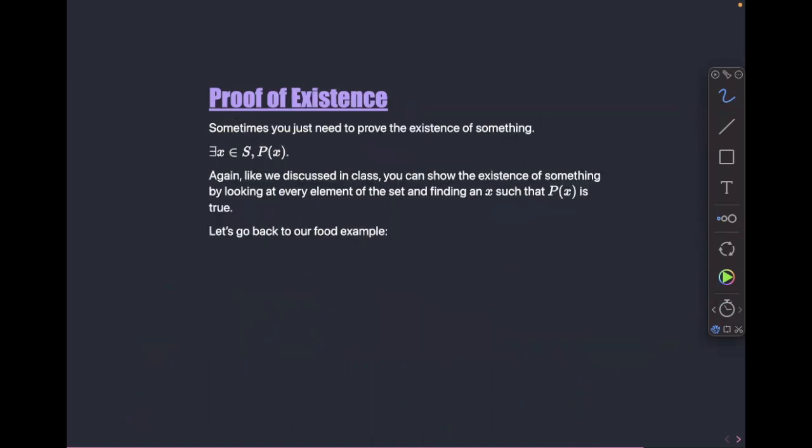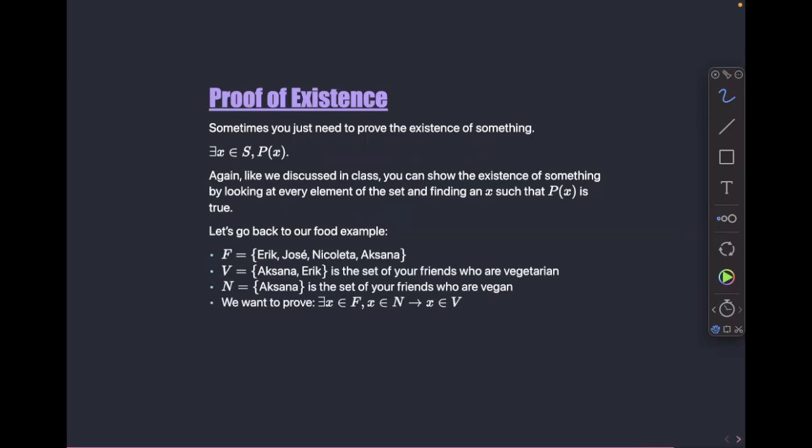And the last thing I want to talk about is the idea of the proof of existence. Sometimes something you want to show, maybe I don't want to show that something always holds, but that there's an instance where it holds for at least one instance. If we go back to our example of our friends that are vegans, maybe I want to say there exists a friend such that if they're in the set of vegan friends, then they're in the set of vegetarian friends. So I just need to show one instance where this is true.